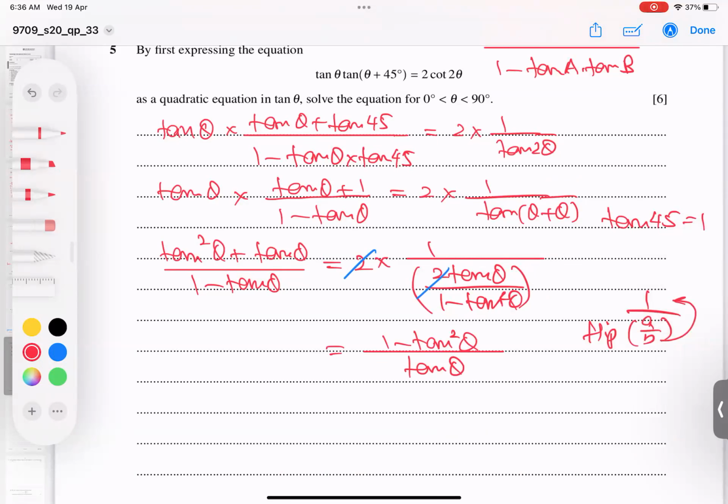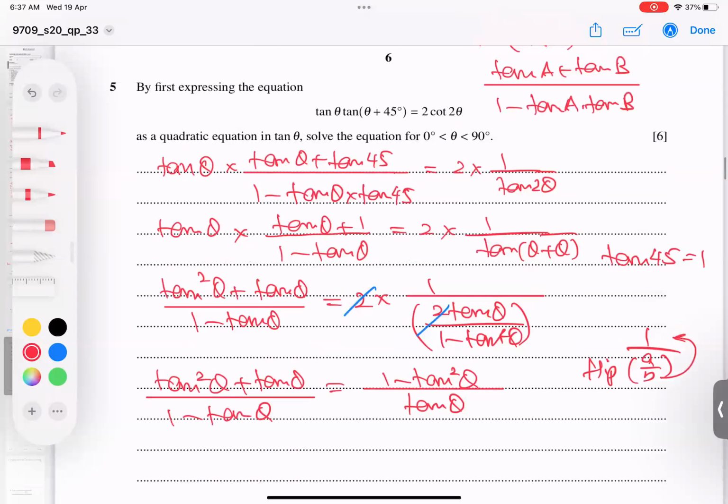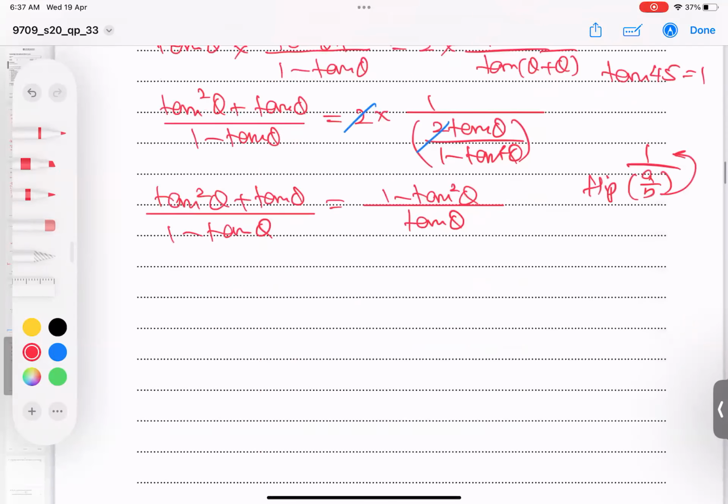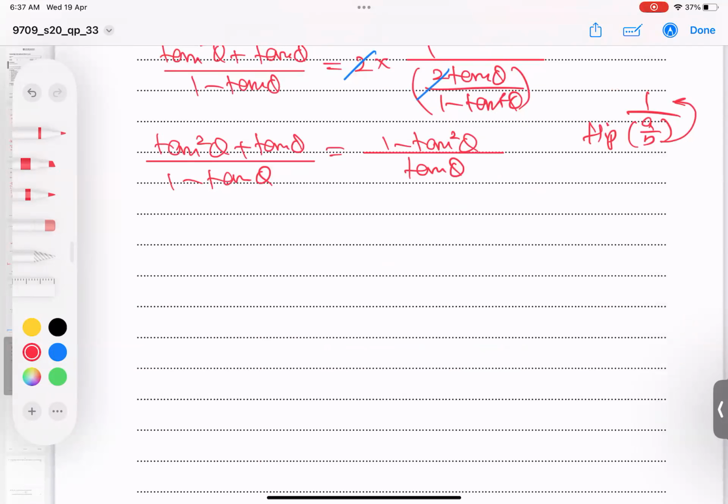Okay, so here I'm getting tan square theta plus tan theta over 1 minus tan theta. Now what I can do here is cross multiply. tan multiplied with the tan square gives you tan cube. tan times tan gives you tan square. So 1 times tan square gives you the same thing.